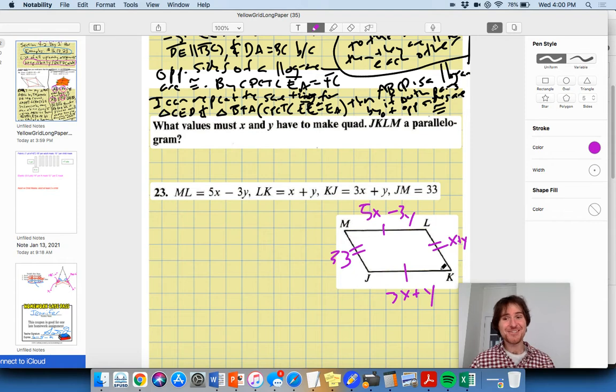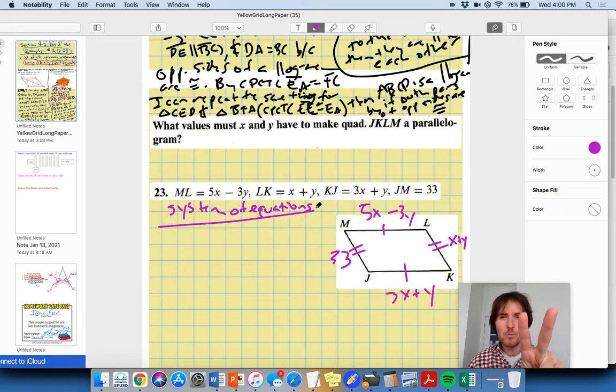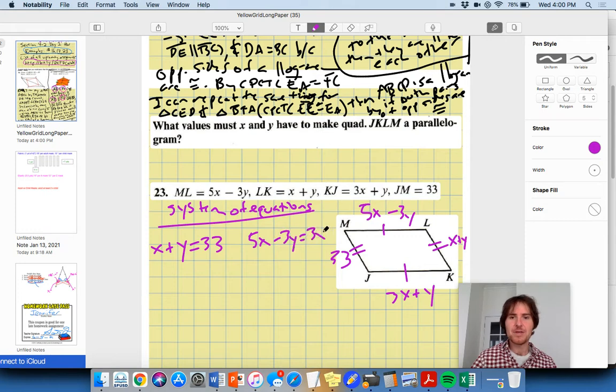So what this is looking like to me is a system of equations problem, an algebra problem. A system of equations is 2 or more equations that share the same variables. Here we have x and y in everything. We're going to set up an equation: in order for this to be a parallelogram, LK would have to equal MJ. So x plus y has got to equal 33. That statement needs to be true in order for this to be a parallelogram. Another statement that would need to be true is 5x minus 3y would have to equal 3x plus y.